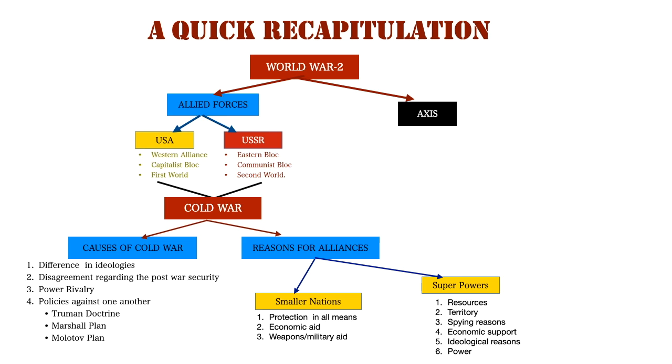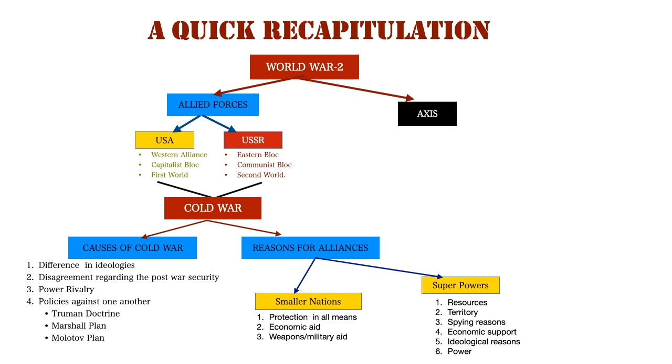So in this clip, we talked about the United States and the USSR, how they got divided from the Allied forces after the Second World War and emerged as two superpowers. We also learned the various names by which they were referred to. As for the US bloc, they were also called the Western Alliance, Capitalist Bloc, and the First World. And as for the USSR, they were known as Eastern Bloc, Communist Bloc, and the Second World.